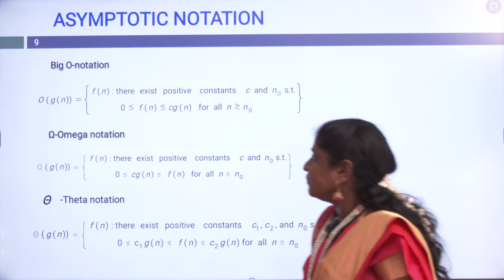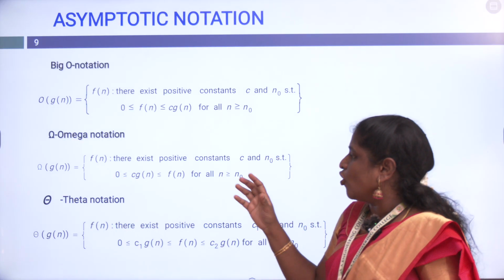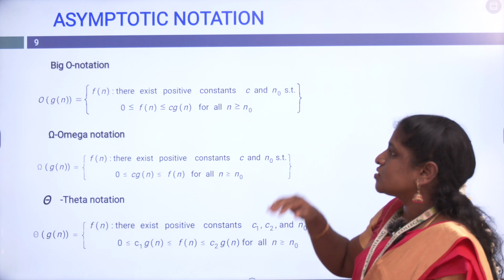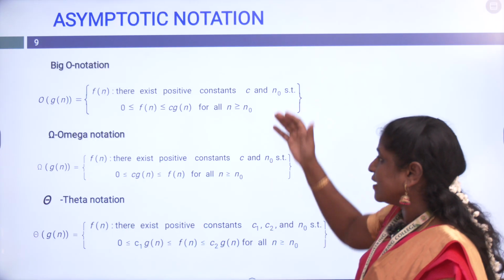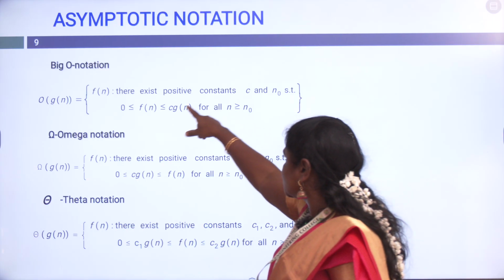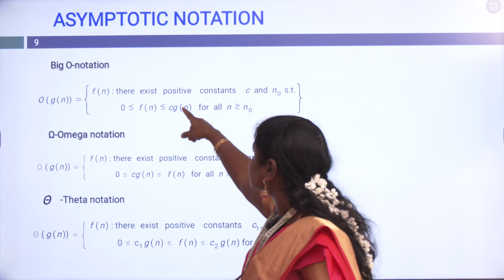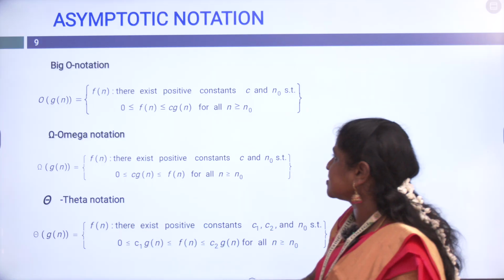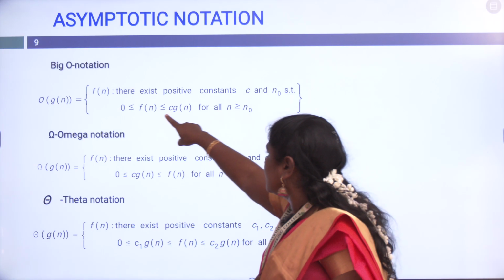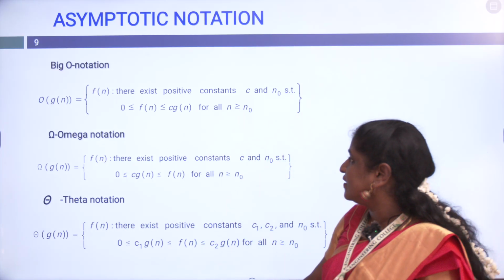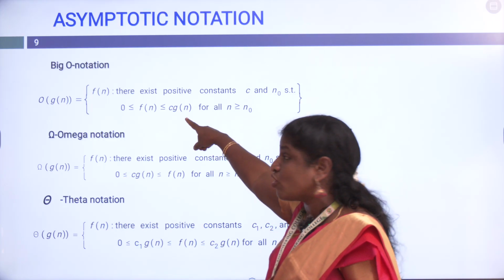Okay, so here is how we fix the notation for big O, omega and then theta. If you are going to assign big O of a particular g of n, then the particular f of n should satisfy this condition: there exists a positive constant c such that 0 less than or equal to f of n less than or equal to c into g of n.